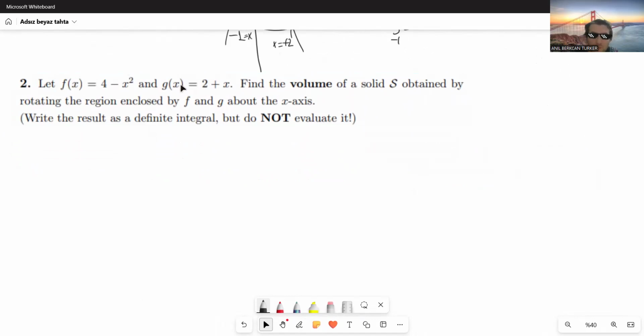Okay, we have two curves. We have a region between them. We are going to rotate this region around the x-axis. Okay, so let me calculate. This is an inverse parabola. This has roots 2 minus x, 2 plus x. So it's like 2 and minus 2.